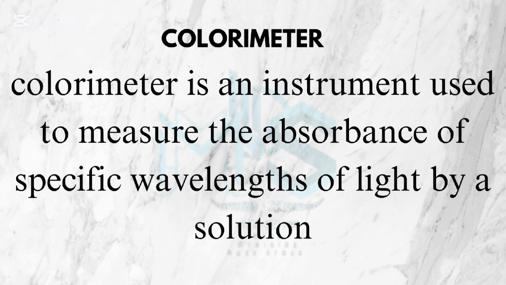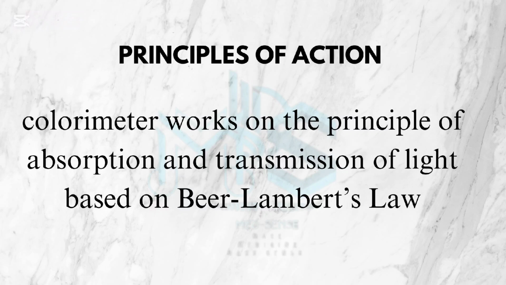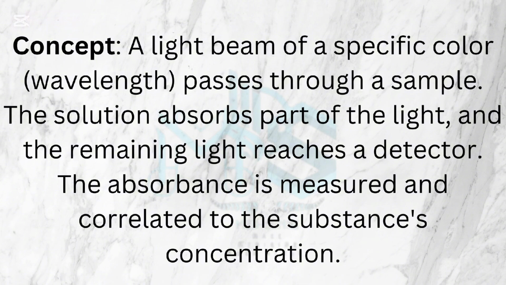On the other hand, the colorimeter is an instrument used to measure the absorbance of a specific wavelength of light by a solution. A colorimeter works on the principle of absorption and transmission of light based on the Lambert's law. The concept, a light beam of specific color, emphasis on specific color, passes through a sample. The solution absorbs part of the light and the remaining light reaches the detector. The absorbance is measured and correlated to the substance concentration.